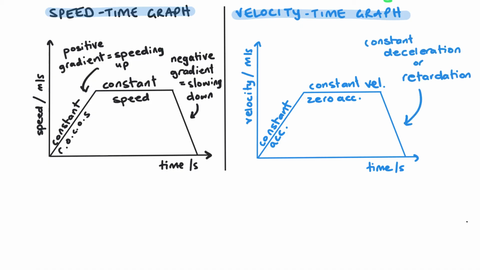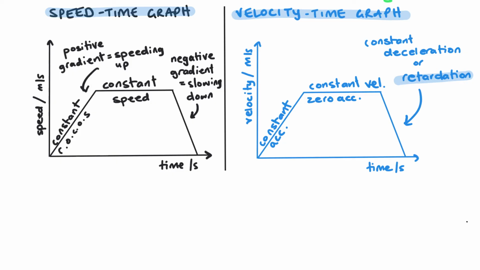Now another word that can be used for a deceleration is retardation. Now remember, velocity is a vector, and a minus value means that we're moving in the opposite direction. So if we were to have a graph where the line went below the x-axis, in other words, the velocity changes to a minus value, then that would tell us that the object has now changed direction.